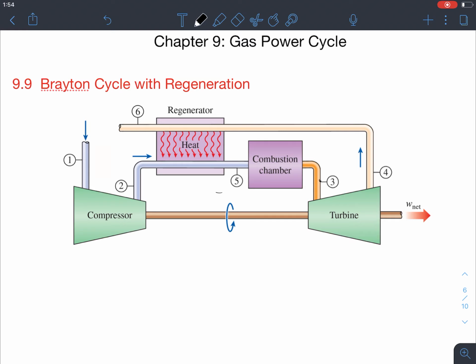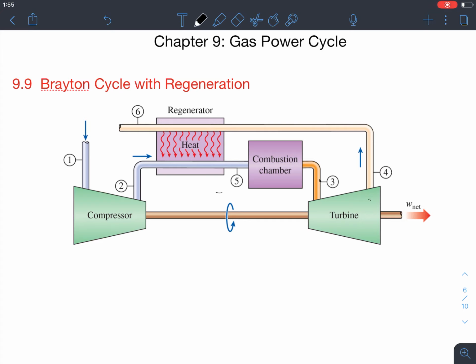All right, let's talk about the Brayton cycle with regeneration. In the previous video, we talked about the open cycle and closed cycle Brayton cycle. In the open system Brayton cycle, we saw that the turbine exhaust is leaving to the environment, right?